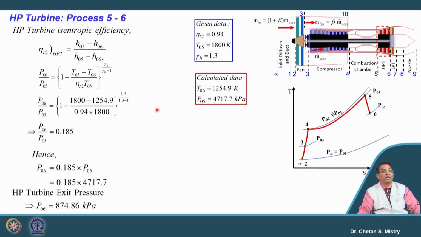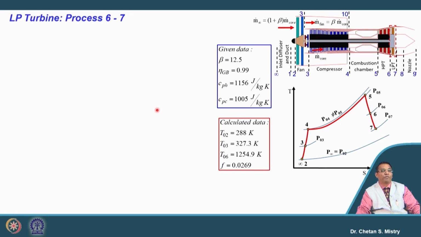Okay. Similarly, let us put the formulation for the LP turbine. We know this LP turbine is wholly used in order to rotate only the fan. So, we can write down the work balance as: work developed by the LP turbine will be equal to all the work required by the fan.